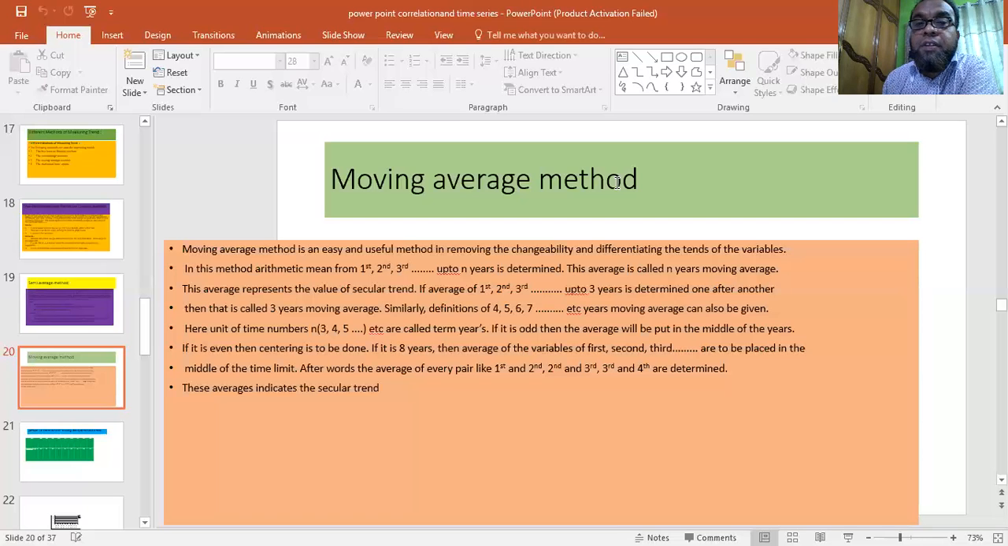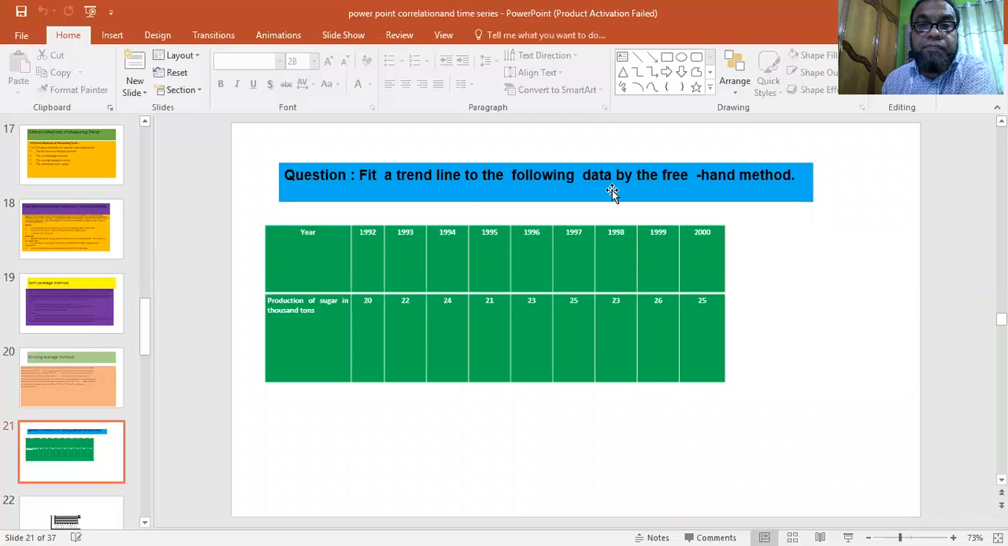So these 3 methods are included in your syllabus of the ACC examination. The least square method does not belong to your syllabus.